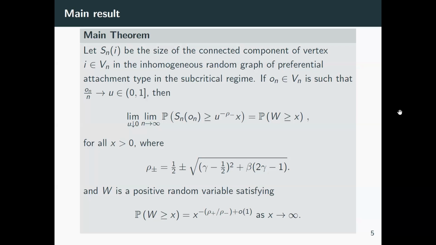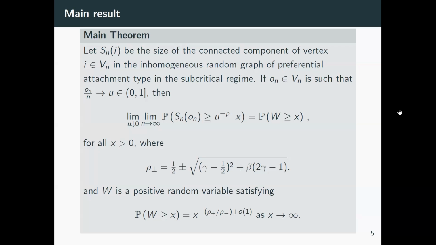And the nice part is we can also identify the asymptotic tails of this random variable w. This is the main result. So this explains the title. In our preferential attachment model, we get an asymptotic result about the size of the connected component of early typical vertices in this graph. This for itself is quite nice.